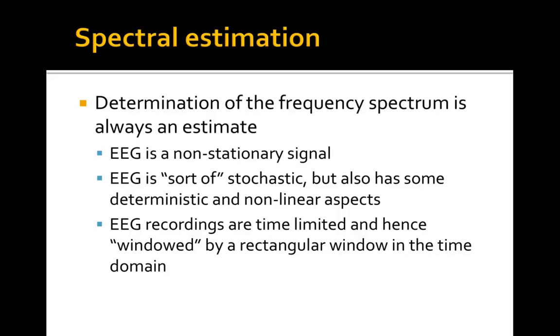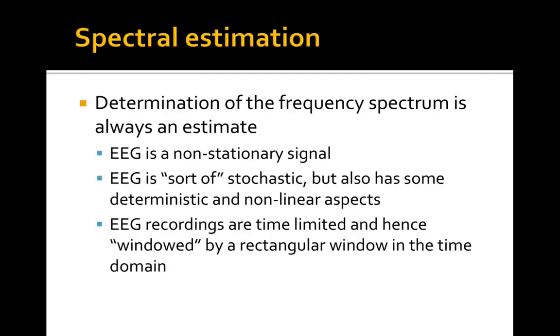Also, EEG recordings are time limited. So we have a start and a stop. We don't collect from minus infinity to infinity. If you're an electrical engineer, you know that the Fourier transform assumes existence of the signal from minus infinity to infinity. When you have a start and a stop, you have effectively inserted a window. You're looking at a segment of the data from time equals 0 when you turn the machine on until time equals however many seconds or minutes you're acquiring the data over.